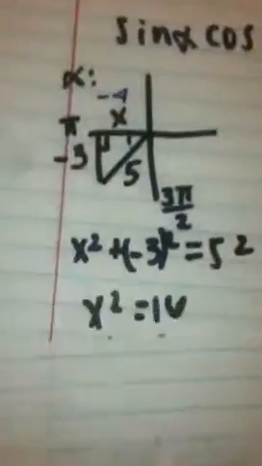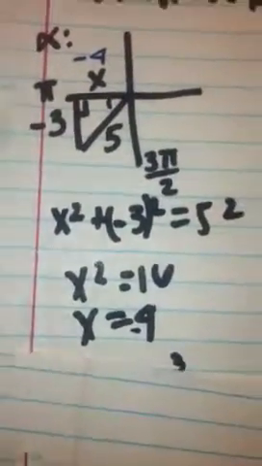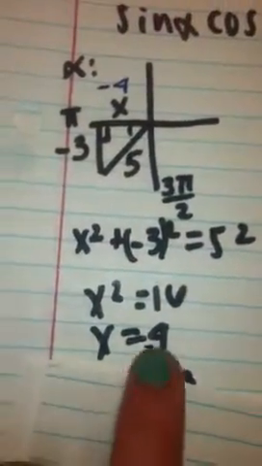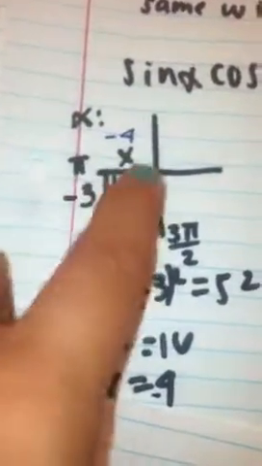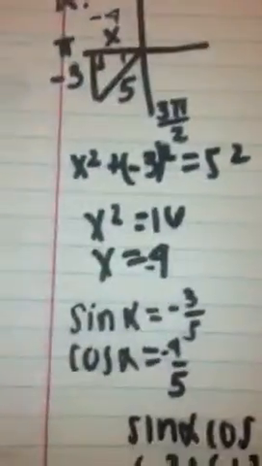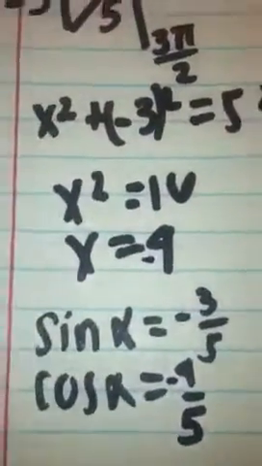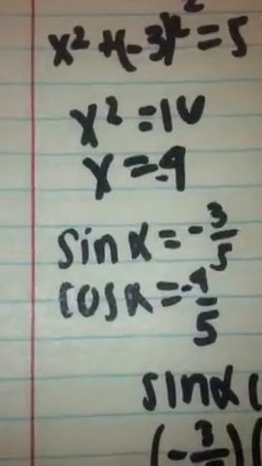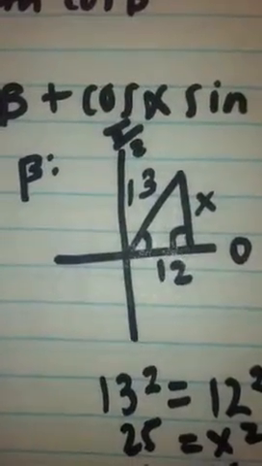And then we're going to find x, which does equal negative 4 when we do the Pythagorean theorem. We get negative 4, and we know it's a negative because it's right here and it's going backwards, which means it's negative. So the sine of alpha is negative 3 over 5, and cosine of alpha is negative 4 over 5.